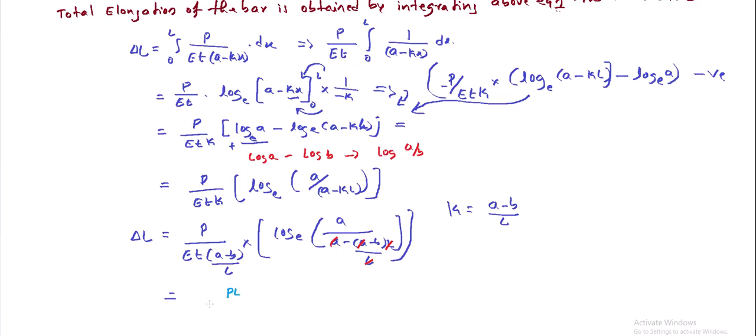So what remains is PL by ET (A minus B) times log to the base e of A by B. This minus into minus is plus B, A by B remains, log A by B, and this L goes to the numerator: PL by ET (A minus B) log A by B. So this is the total elongation of a rectangular bar under uniaxial load. Thank you.